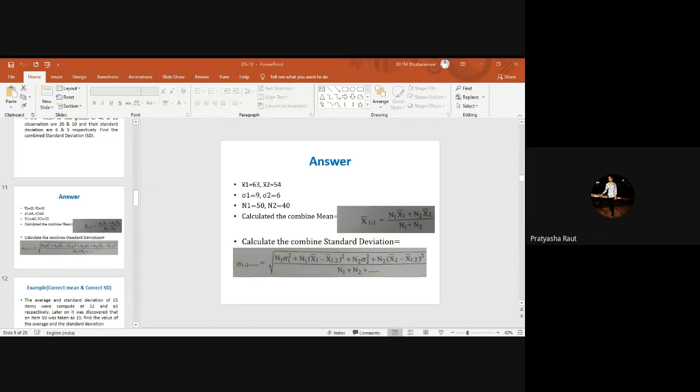First, you have to calculate the combined mean. The formula is already given in the slide. There are two formulas used. Sir, I have calculated. Yes.